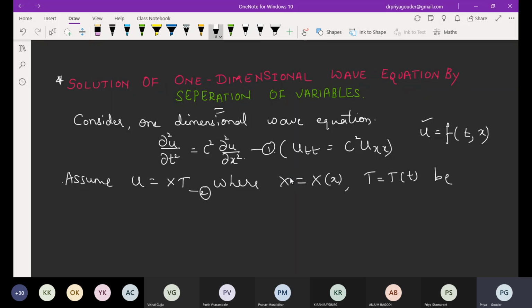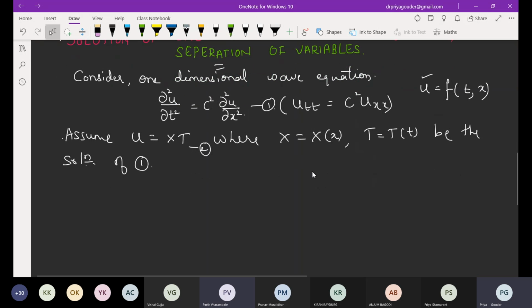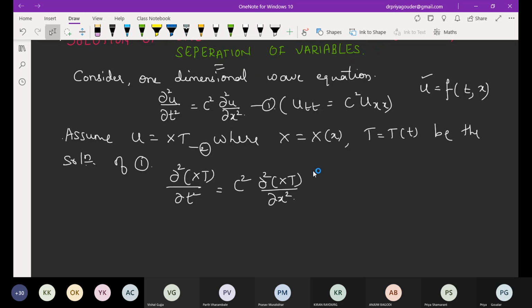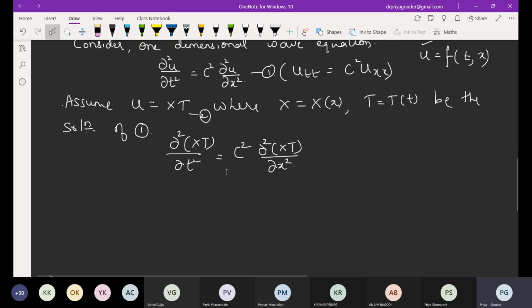So we assume equation 2 as the solution of equation 1. When this is a solution of equation 1, obviously it has to satisfy it. So the next step is to replace u by X T. This gives ∂²(XT)/∂t² = c² ∂²(XT)/∂x². There are two u's here, and both we replaced.